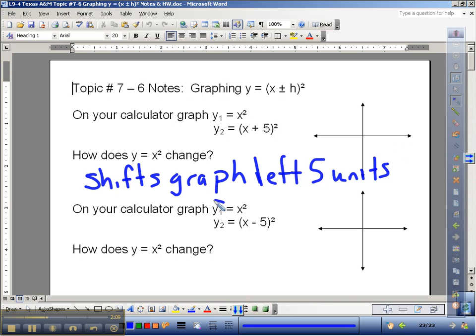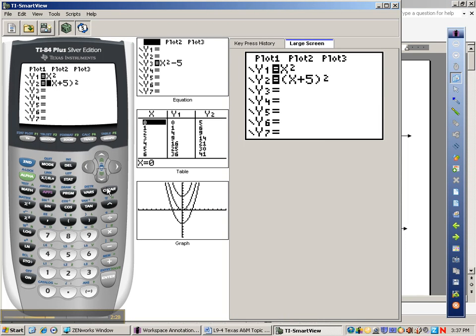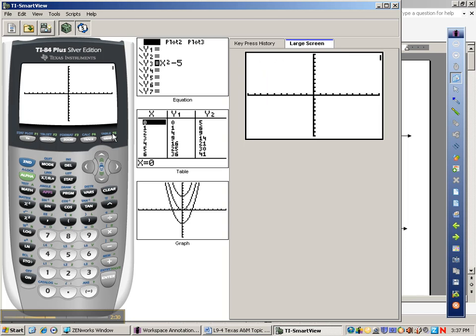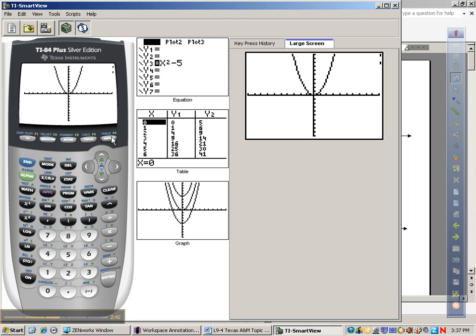All right, so I'll bet you can already make a prediction of what happens here. And that's interesting because this is a positive, and it made it go this way. It shifted that way. So I bet you already know what to expect here. Let's go ahead and do it anyway. I'm going to go back to my calculator, take this out, so I've got my parent function in there again. I'm going to go back to y equals left parenthesis x minus 5 squared and graph that.